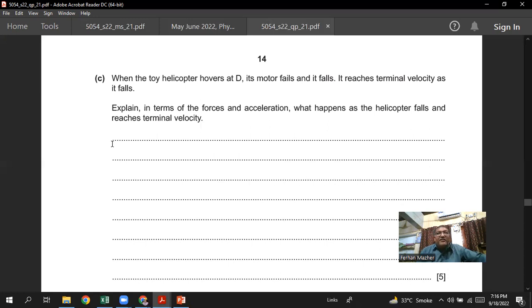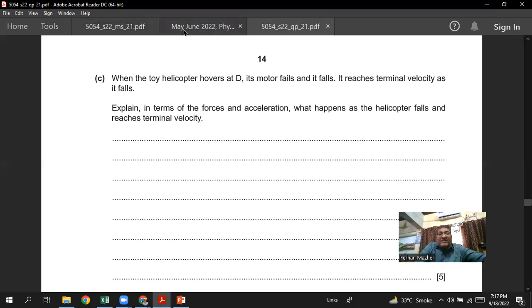the helicopter will reach some speed at which the air resistance will become equal to the weight. When the air resistance and weight are equal to each other, the resultant force will become zero. When the resultant force becomes zero, the acceleration of the falling helicopter will also become zero, and the helicopter will fall with constant speed, and that constant speed is called terminal velocity.